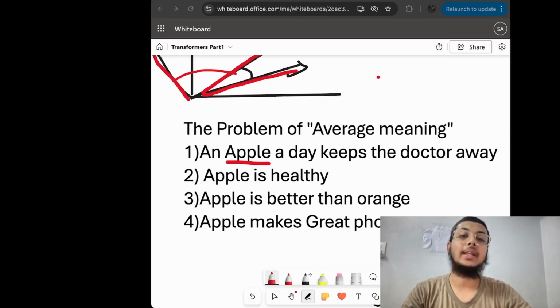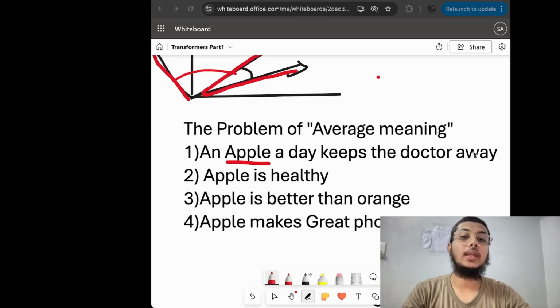So we also created a neural network. Here is our training data. Here we are sending the sentences inside this neural network, and from here we are getting our vector. To keep things simple, we will take a two-dimensional vector.